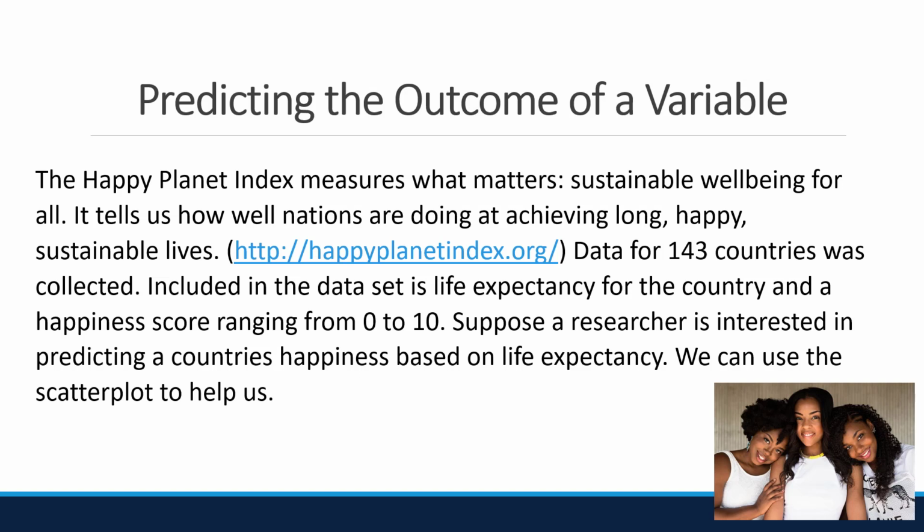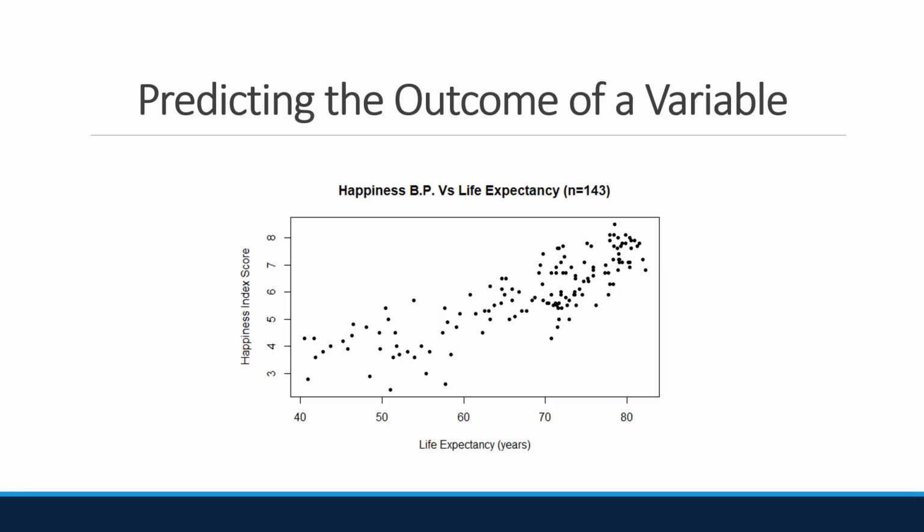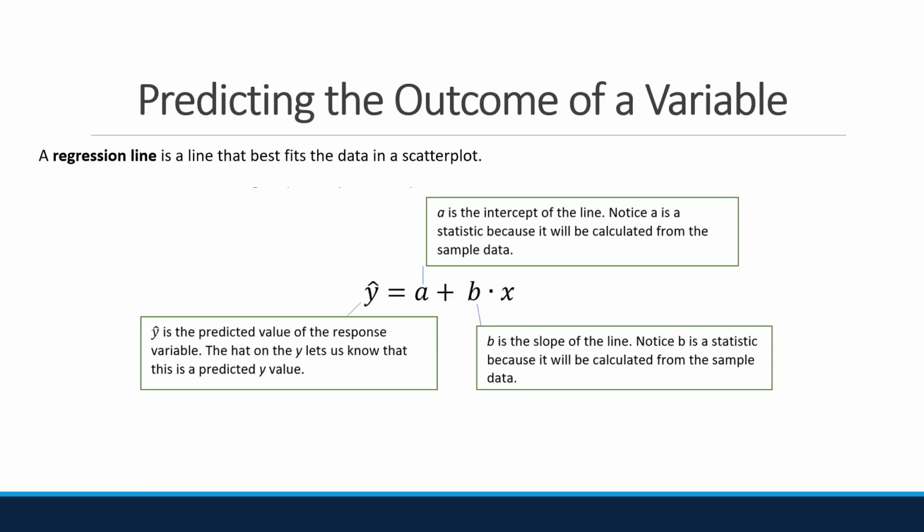Data for 143 countries were collected. Included in the dataset is life expectancy for the country and a happiness score ranging from 0 to 10. Suppose a researcher is interested in predicting a country's happiness based on life expectancy. We can use a scatter plot to help us. To use the scatter plot to help us, we need a way to summarize the information contained in the plot.